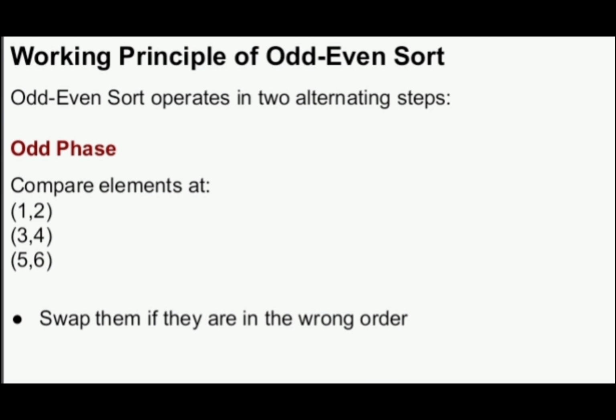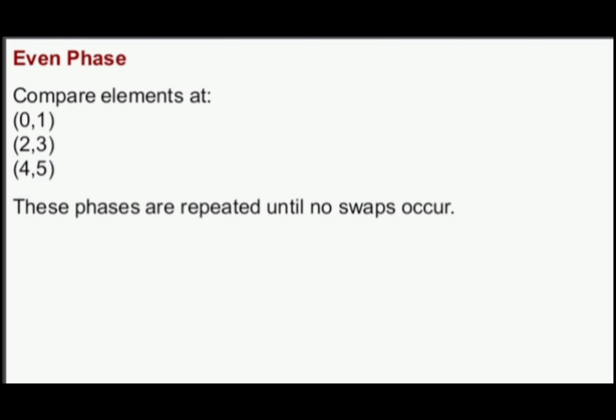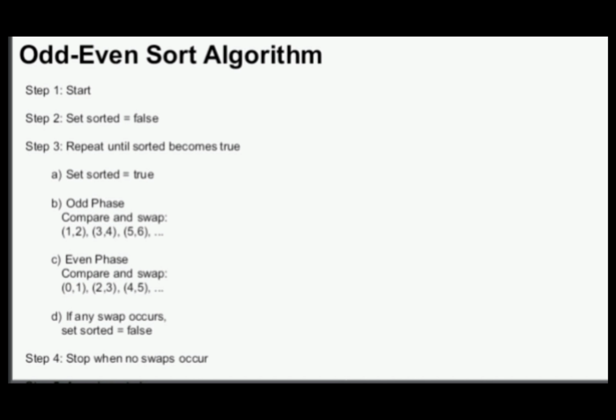Working principle of odd even sort. Odd even sort works in two repeating phases. Odd phase: compare positions 1, 2, 3, 4, 5, 6. Swap elements if they are in the wrong order. Second phase, even phase: compare positions 0, 1, 2, 3, 4, 5. Swap if needed. These two phases repeat until no swaps are required. This means the array is completely sorted.